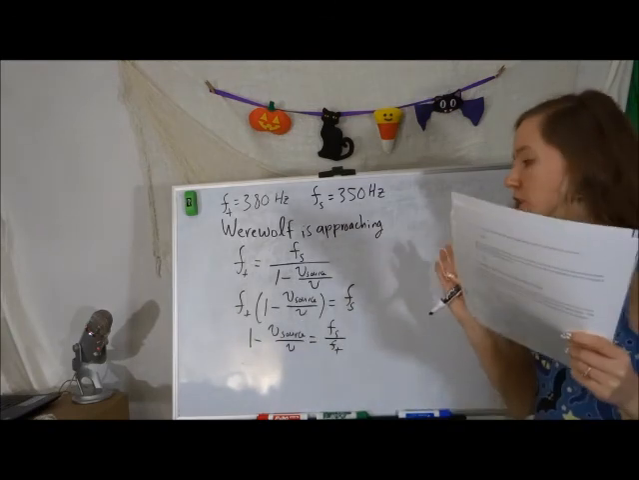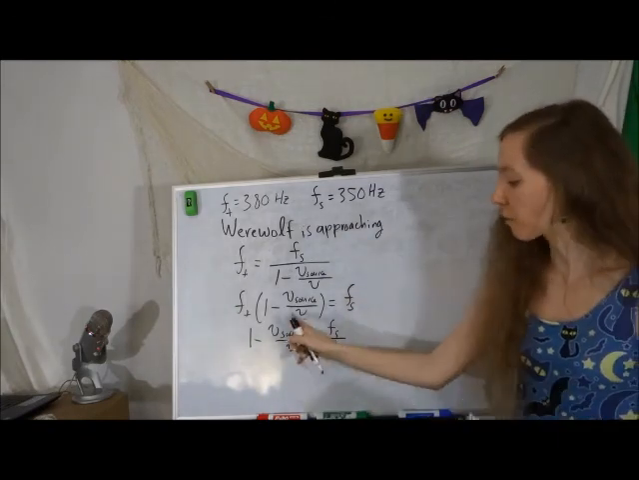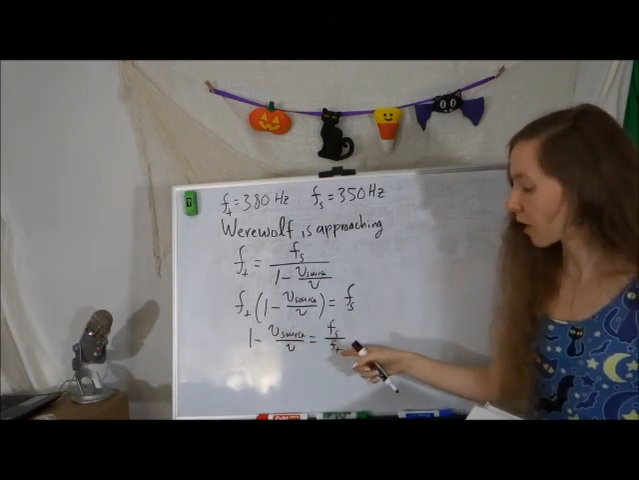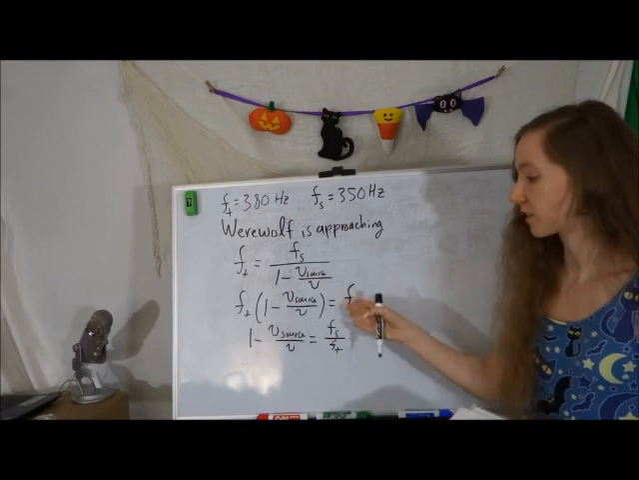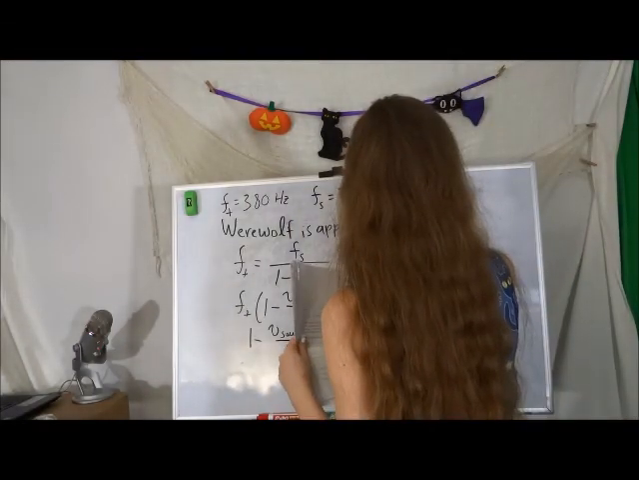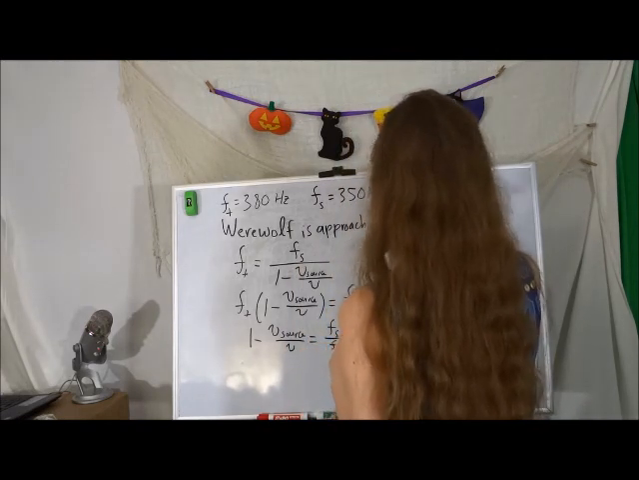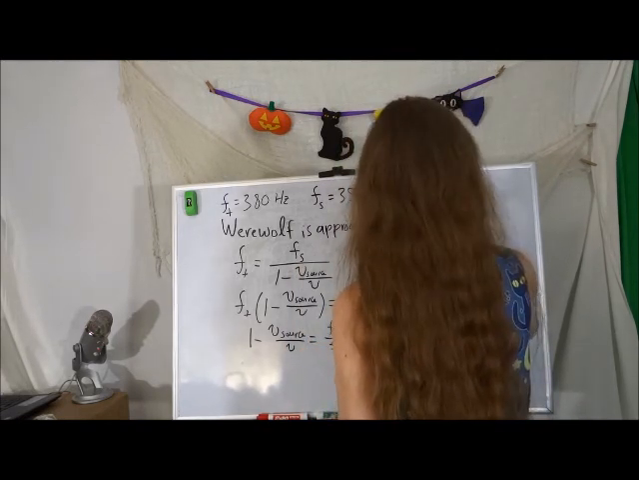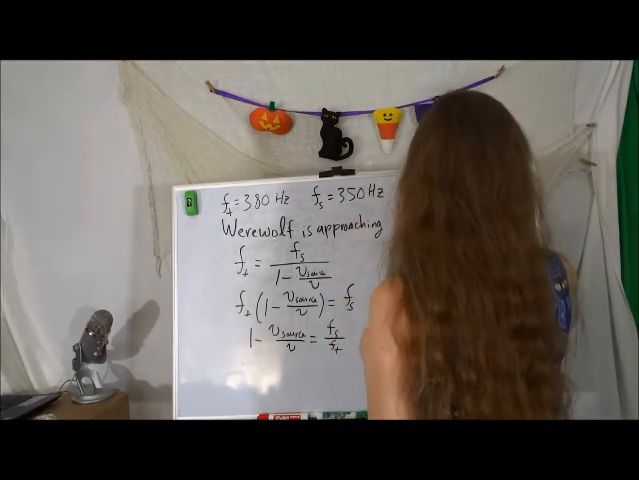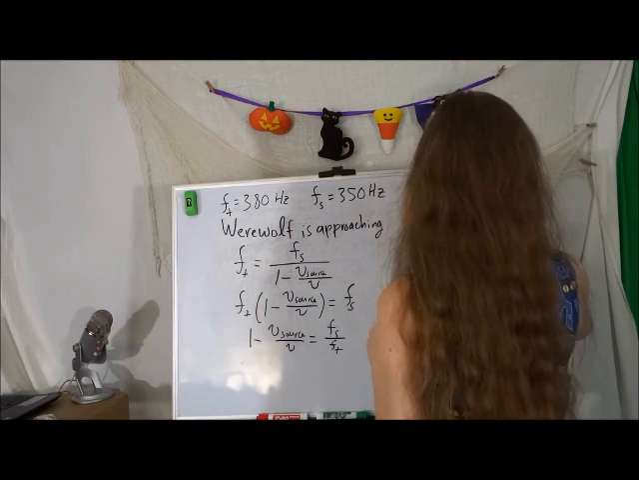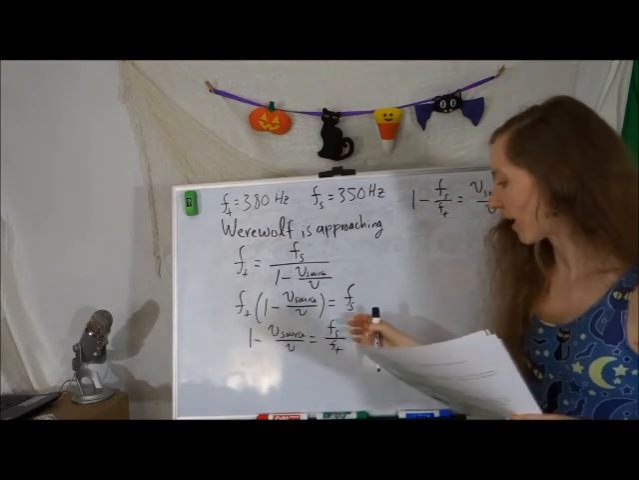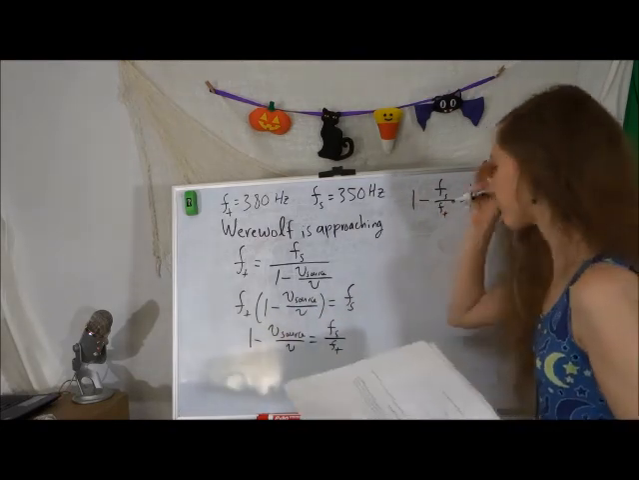Now the next step, I'm going to do two things simultaneously. I'm going to add V source over V to both sides so I can get it off of this side. And I'm going to subtract Fs over F plus to the other side. So we're going to get that 1 minus Fs over F plus is equal to V source over V. So I just moved this term and also moved this term at the same time.